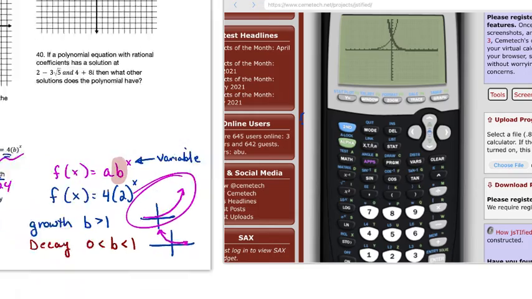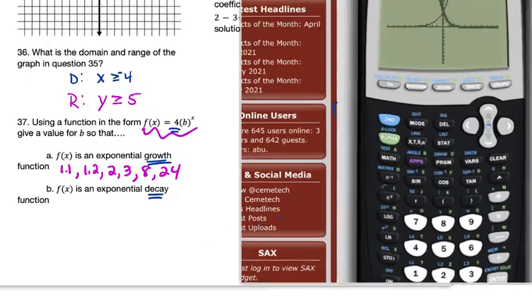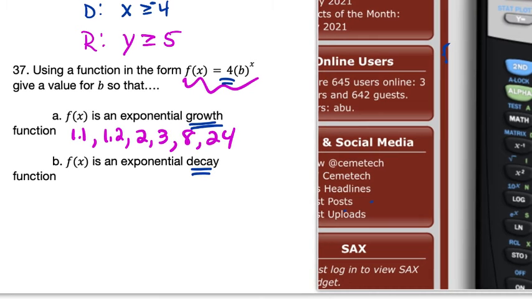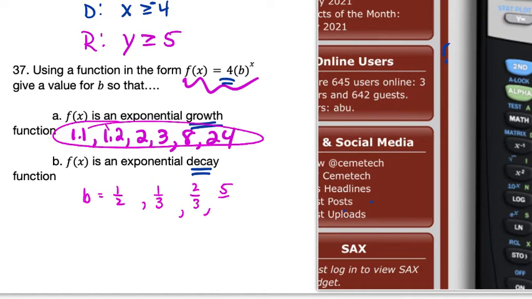Okay? So when you get to that problem, if you want growth, make sure the number is bigger than 1. If you want decay, make sure it's a fraction that's between 0 and 1. Okay, so here's all the answers you could put. It's an infinite number of answers you could choose for a growth function. Same thing for b for a decay function. So b could be a half, it could be a third, it could be 2/3, could be 5/8.